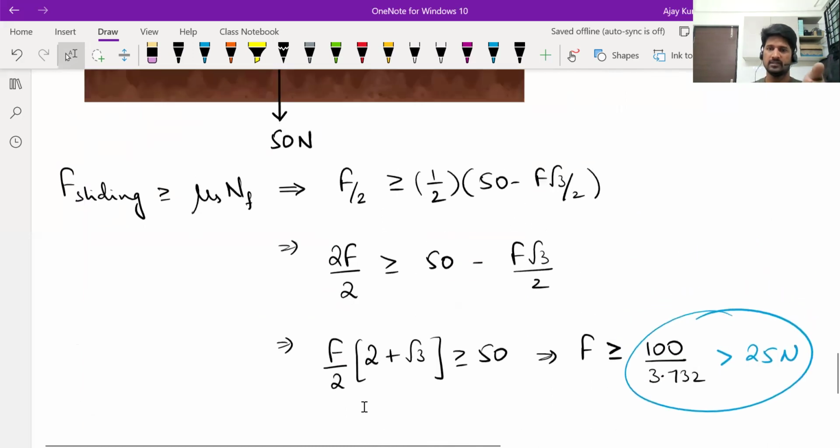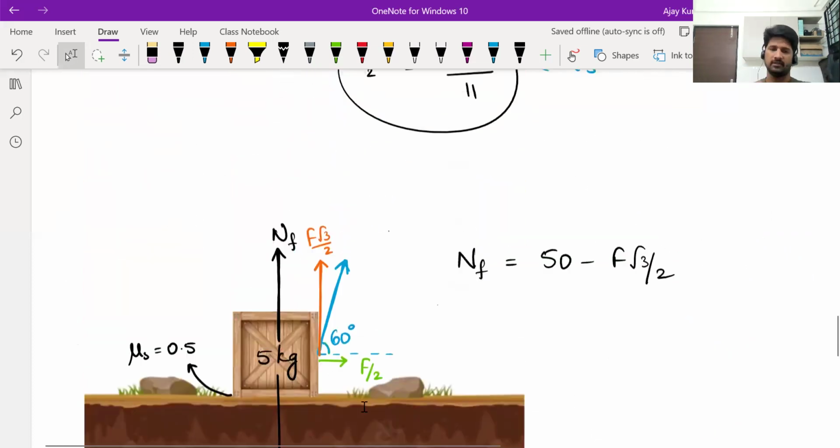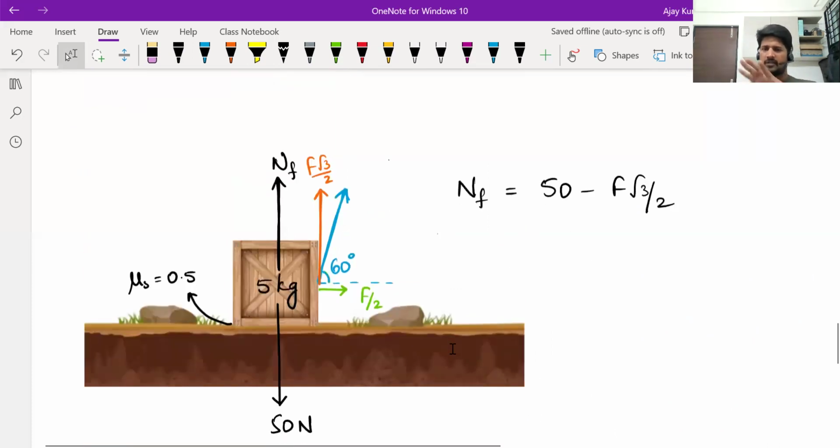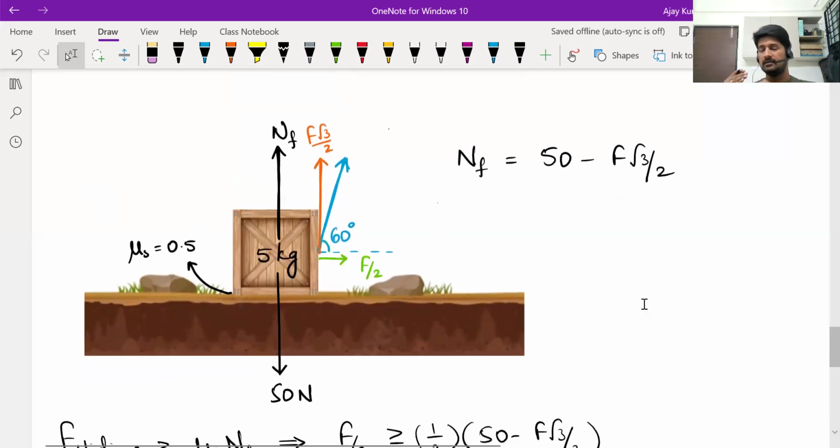Fine, because in this case at a 60-degree angle, we are seeing that it requires more than 25 newtons to slide the block. Okay, applying it horizontally would have been better. So now comes the actual point. As we are changing the angle, the effort required to slide the block is changing. When the angle was 0 degrees, that is when the block was pulled horizontally, the effort required was 25.